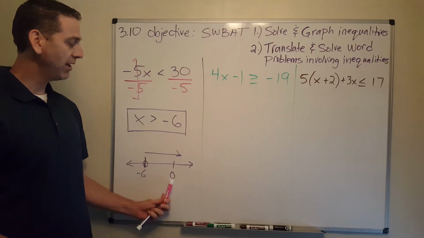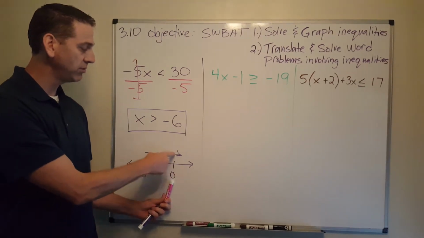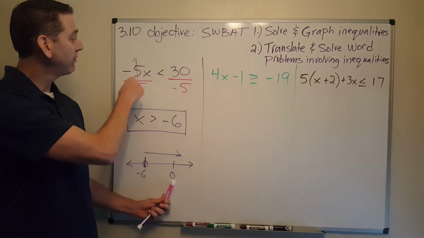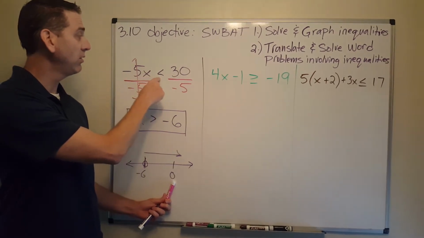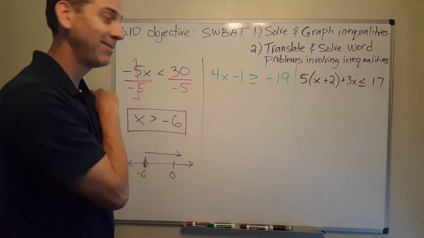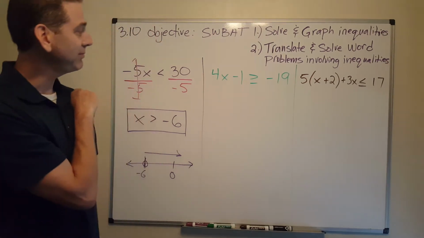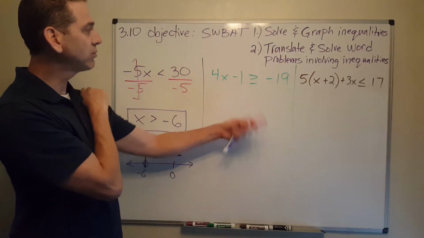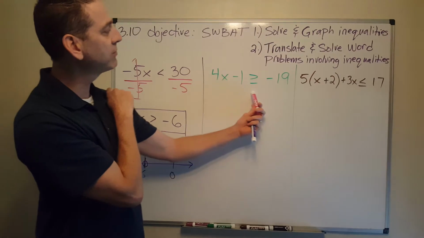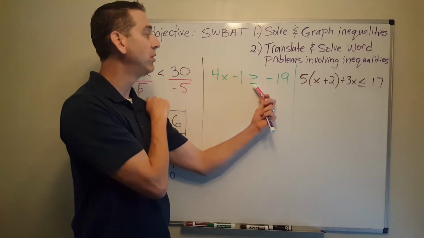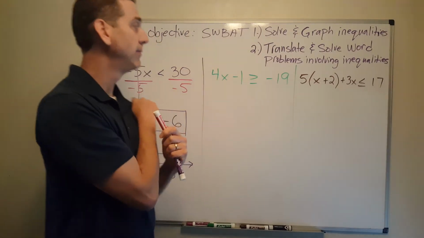Right? And I can prove that. Let's say 0. 0 is part of the solution, right? Negative 5 times 0 is 0, and 0 is less than 30. Okay? Checks out. All right, let's try this next one. I have 4x minus 1 is greater than or equal to negative 19.